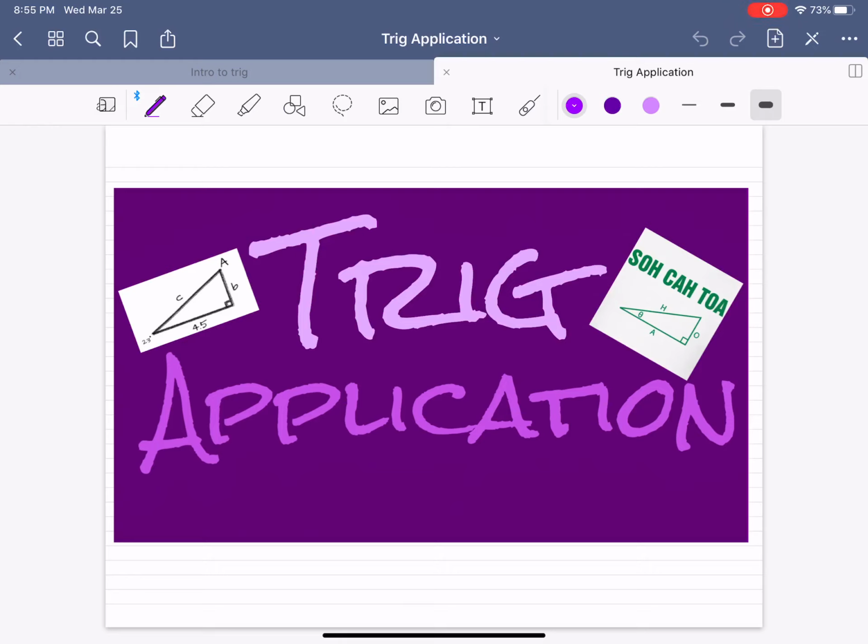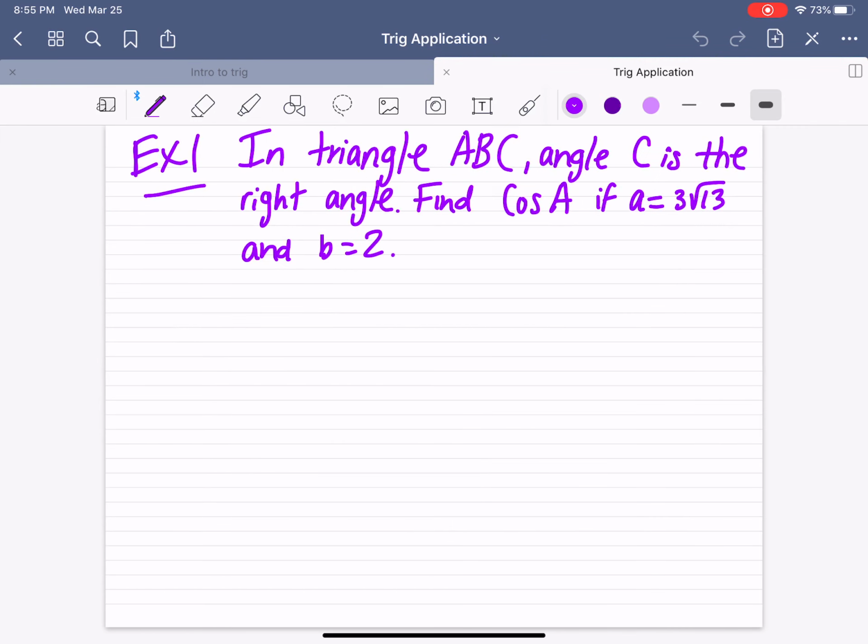Okay, Fast Track. In this video, you're going to apply the rules of trig that you learned in your last video. So let's start by solving example 1. In triangle ABC, angle C is the right angle. So we're going to find cosine of A if little a is 3 times the square root of 13 and B equals 2. So the first thing I want you to do is draw your triangle.